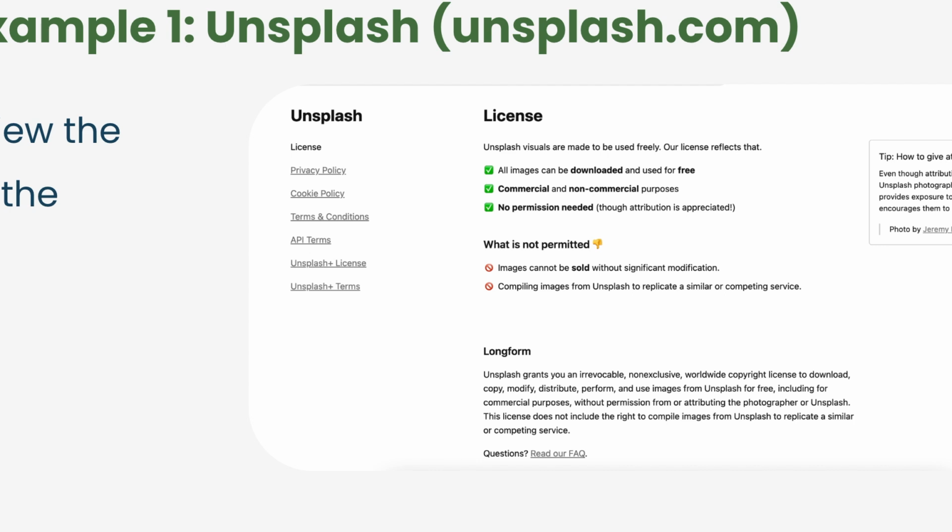The Unsplash license is here once you tap that link, and you can see that all images can be downloaded and used for free for commercial and non-commercial purposes, and no permission is needed, though attribution is appreciated. What is not permitted is that images cannot be sold without significant modification, or compiled from Unsplash to replicate a similar or competing service. So, in your document, you need to put a picture, the name of the license, and the things that the license allows you to do.